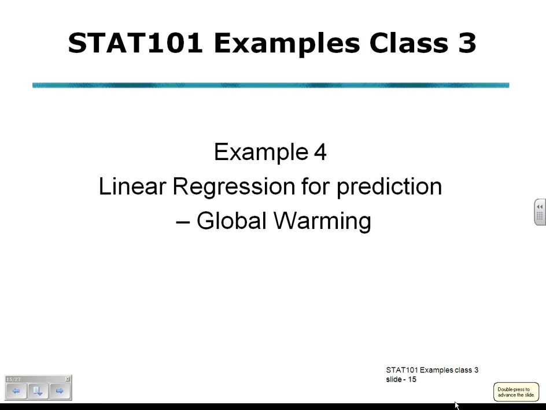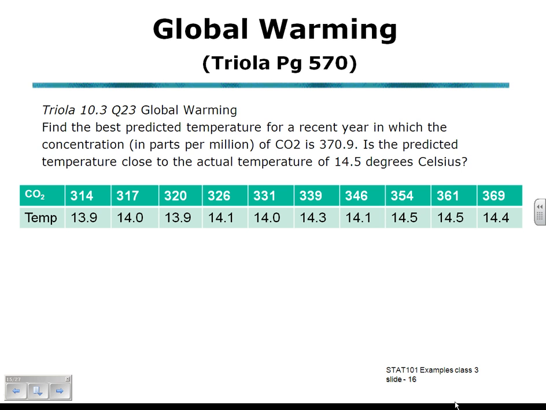Example 4 in Stat 101, Examples Class 3, using linear regression for prediction, global warming example. Our question from Triola on global warming: find the best predicted temperature for a recent year in which the concentration in parts per million of CO2 is 370.9. Is the predicted temperature close to the actual temperature of 14.5 degrees Celsius? The data is on the Excel file, global warming, which you'll find on the Stat 101 webpage.